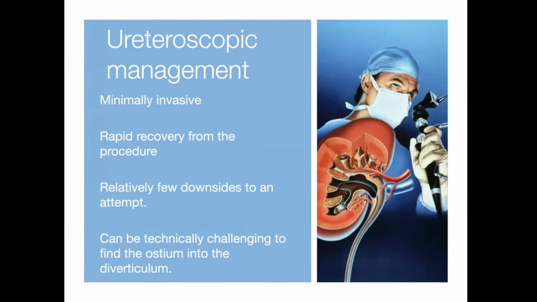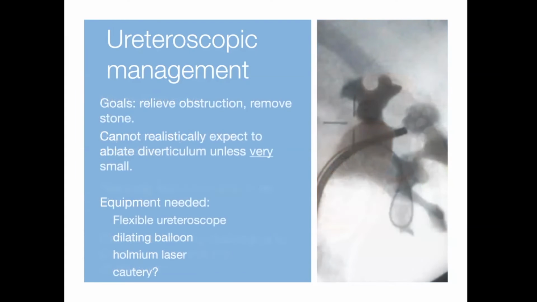So the next step up the hierarchy is to use ureteroscopic management, and there are some advantages to this. It's minimally invasive, generally a procedure with rapid recovery, and relatively few downsides to an attempt. It can be technically challenging in some cases to identify the ostium into the diverticulum, so this can be a somewhat difficult case. The goals of this are to relieve the obstruction and perhaps to remove the stone. It's really not realistic to be able to ablate the diverticulum unless it's a very small diverticulum.